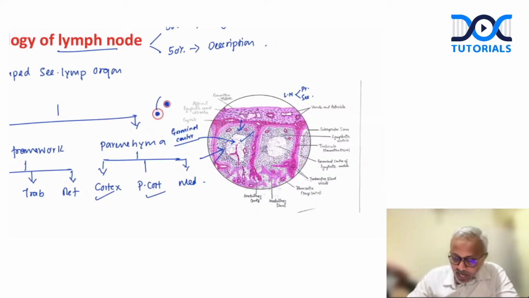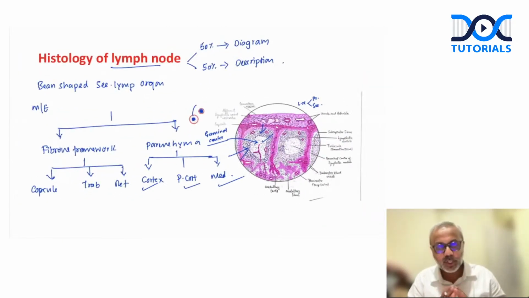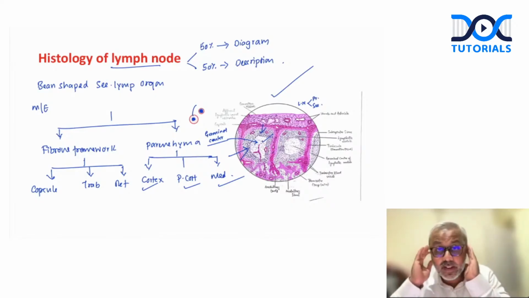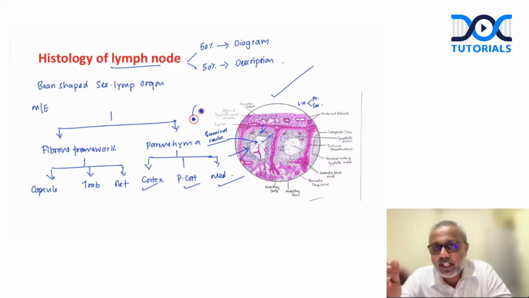Describe cortex, paracortex, and medulla. If you can describe the structure of the lymph node under these headings, believe me, you will score well if you are good with your diagram. Right? If you are very good with your diagram, please draw it first. If you are good with your content and not very good with your diagram, write the description first and possibly later draw the diagram.